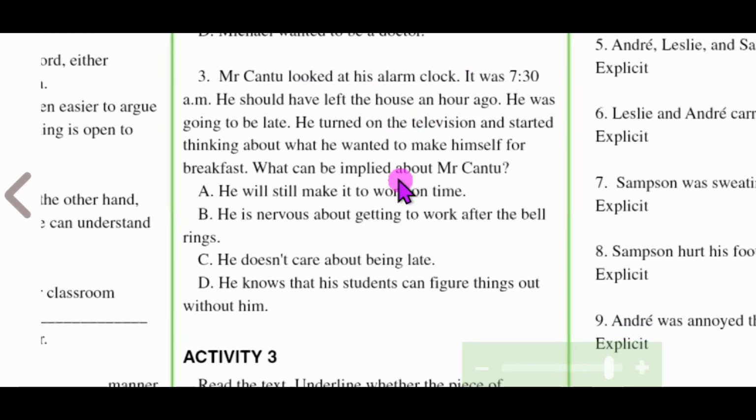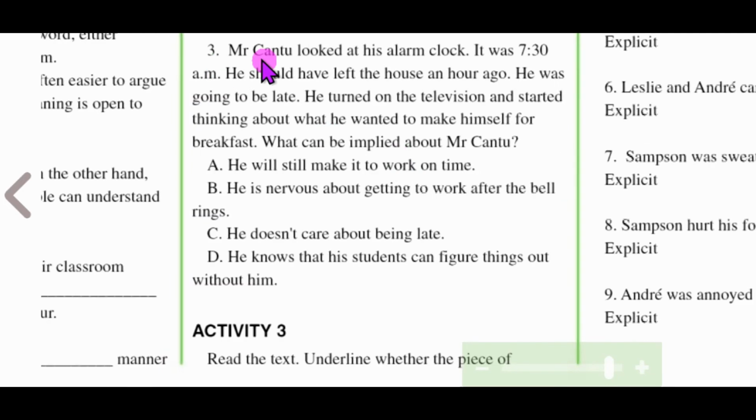Number 3. Mr. Canto looked at his alarm clock. It was 7:30 a.m. He should have left the house an hour ago. So he's late already. He was going to be late. He turned on the television and started thinking about what he wanted to make himself for breakfast.